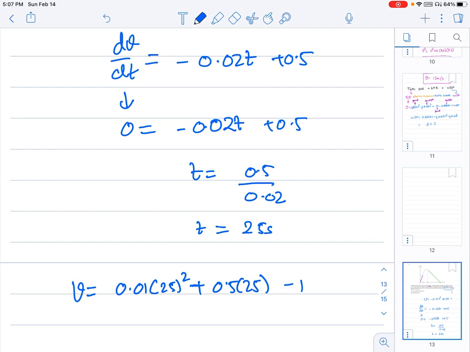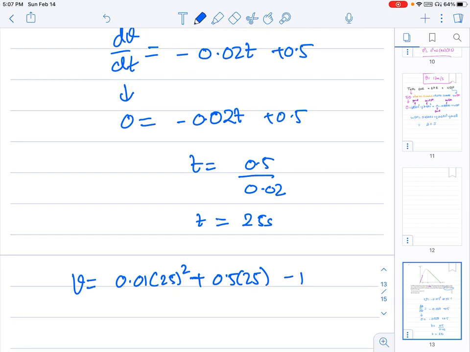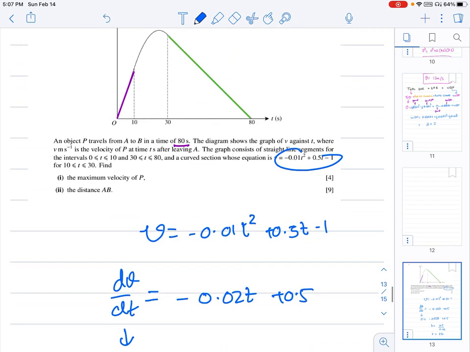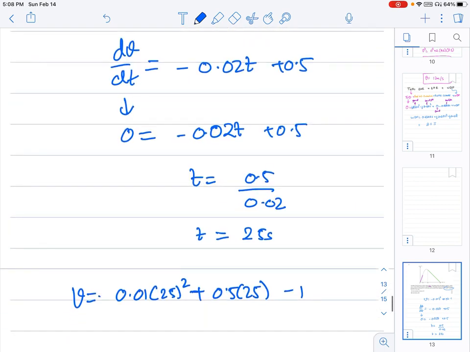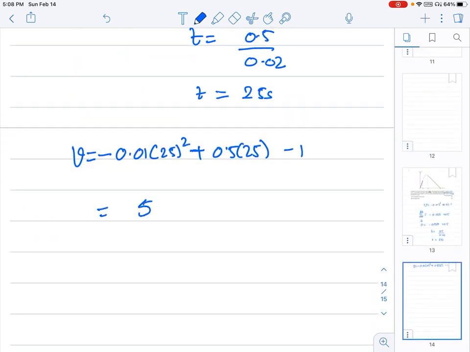I do that. So how much do I get? Minus 0.01 times 25 square plus 0.5 times 25 minus 1. When I do that, I get 5.25 meters per second. That's going to be the answer.